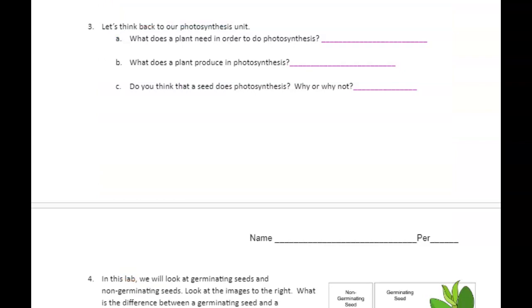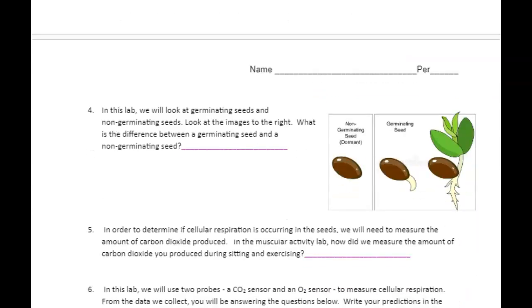So if we talk about seeds doing photosynthesis, let's think first of all where a seed is. When you plant a seed, it's going to be in the ground. When it's in the ground, it's not getting one of the things for photosynthesis. It's not getting sunlight. So seeds probably are not doing photosynthesis. They don't have sunlight available because they're underground.